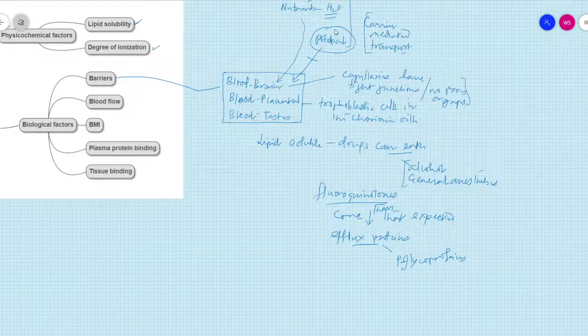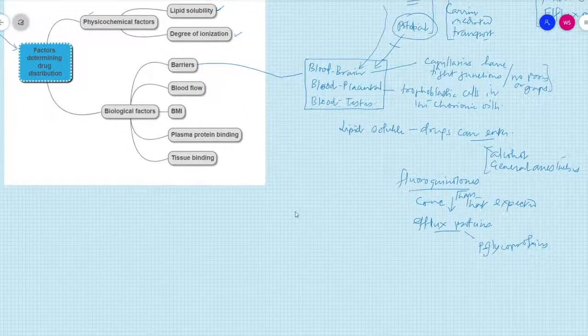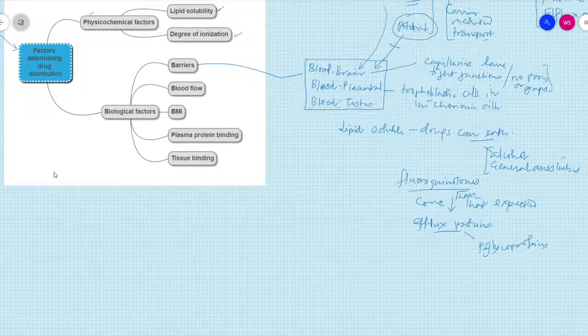So what are the things that prevent drugs from reaching these sites? They are these barriers as well as efflux proteins. So they prevent distribution of certain drugs. Then the next one is blood flow.